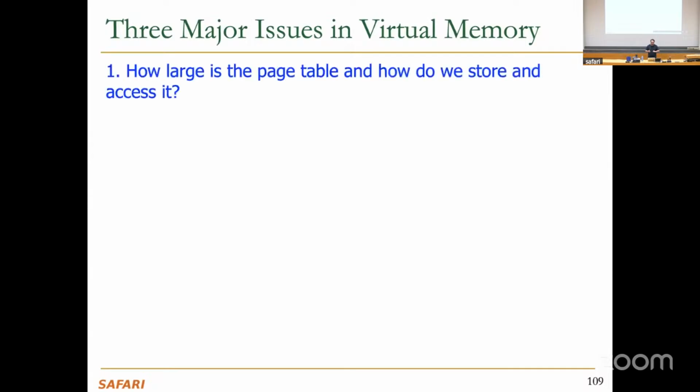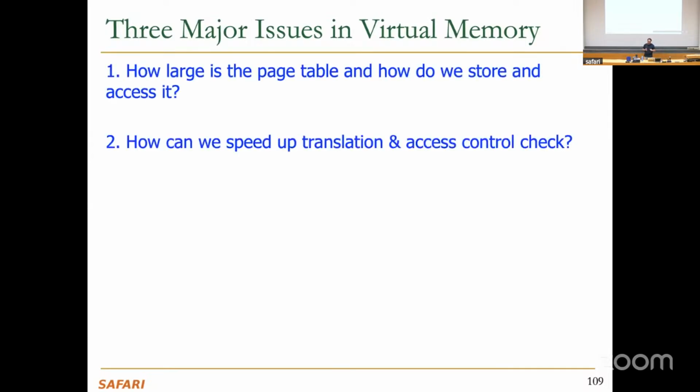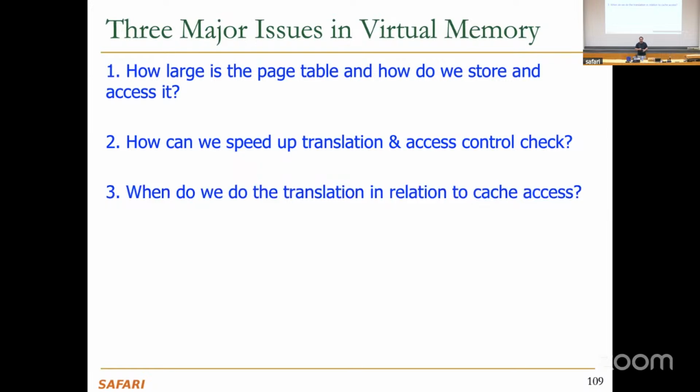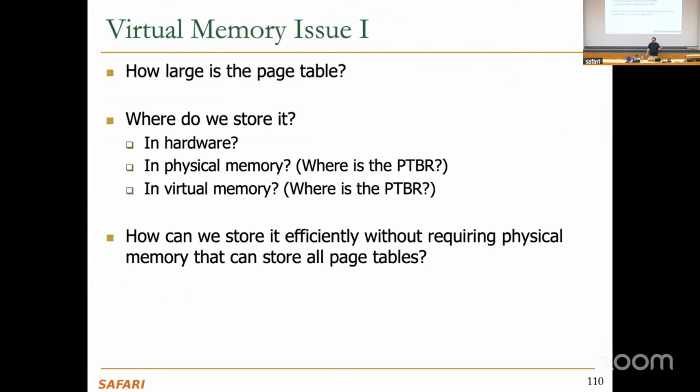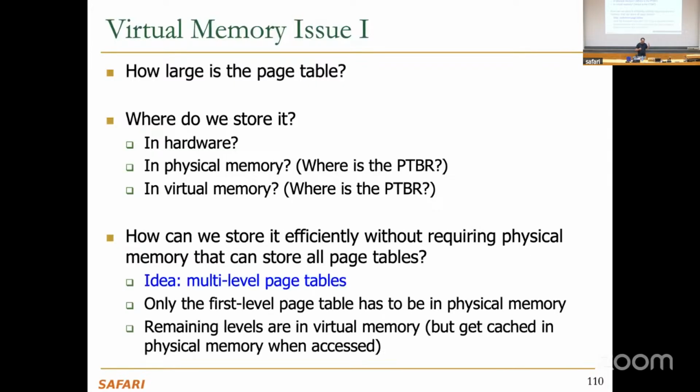So there are three major issues in virtual memory. First is how large is the page table and how do we store it? How do we access it? Second, how can we speed up the translation process and the access control check? And third, when do we do the translation in relation to the cache access? And there are many more issues which we will not cover in detail. How large is the page table? We basically answered this, and the idea was multi-level page tables.